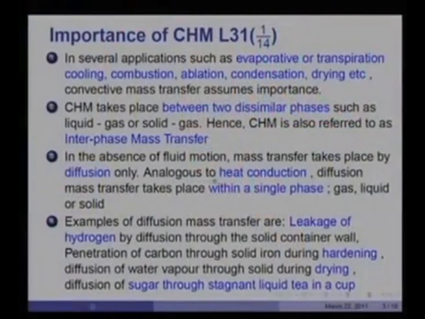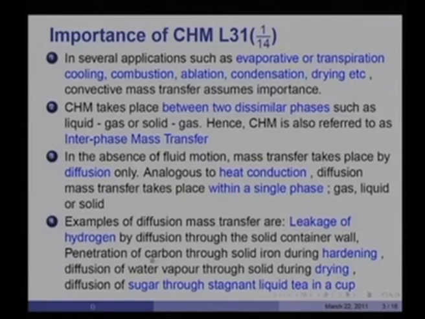Now, in the absence of fluid motion, we can regard convective mass transfer as diffusion mass transfer, and you will see that it is very analogous, but not exactly the same as heat conduction. Diffusion mass transfer takes place within a single phase, gas, solid or liquid, as you will see as we go along. The examples of diffusion mass transfer are several.